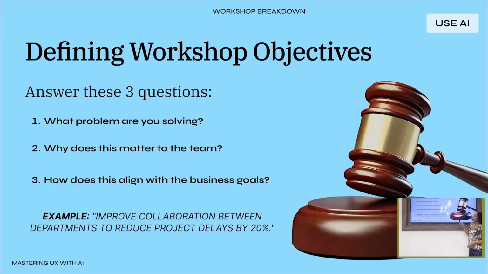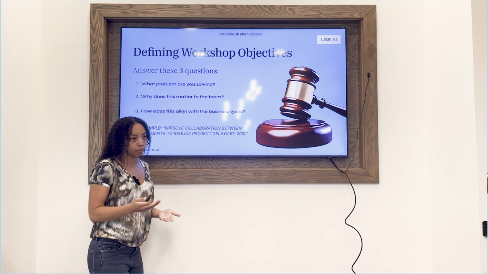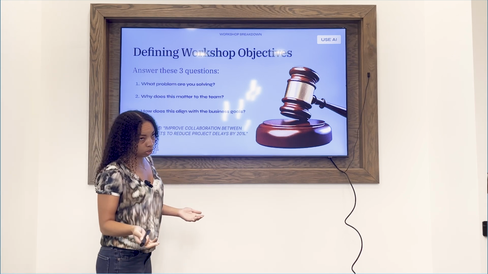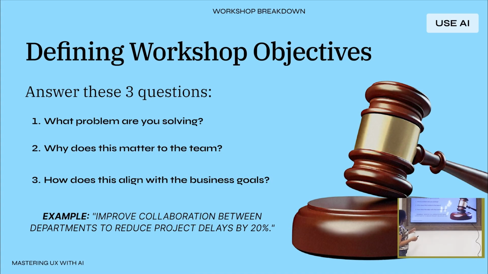Next, why does this matter to the team? Why does this problem need to be solved, right? What is the business value that's going to come with this problem being resolved? You need to know that as a facilitator, or as the person who's trying to get someone to purchase this workshop, you need to know what that value is. And it also needs to map to a business goal, right?